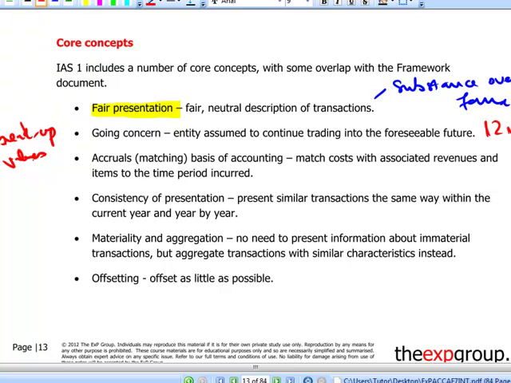We don't need to present the information about immaterial transactions. For those, we are allowed to aggregate them and present them. So that's why I will have, for instance, current and non-current assets, current and non-current liabilities. That's why I will have accruals in the financial statements.